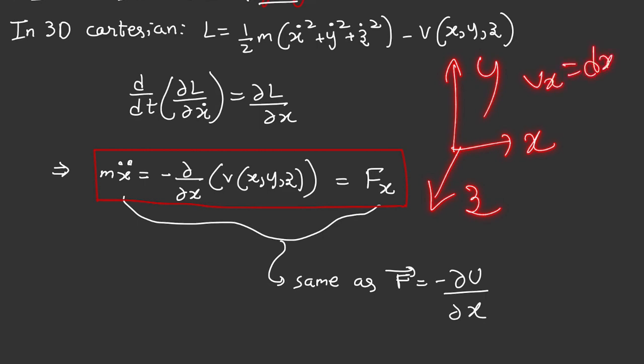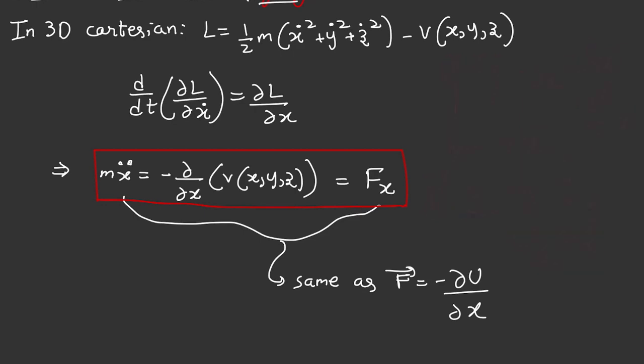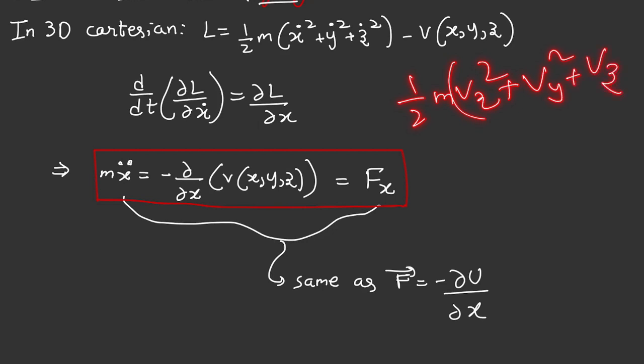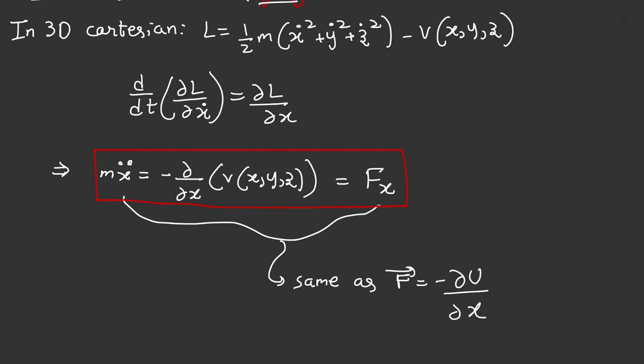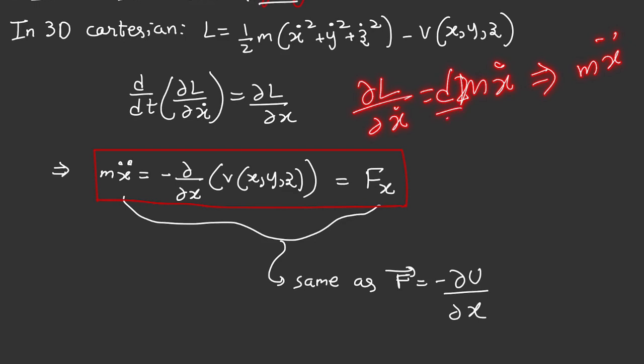The velocity in x direction would just be dx by dt, nothing but x dot. Velocity in y direction would be just y dot, and velocity in z direction would be just z dot. The kinetic energy would be half m times vx square plus vy square plus vz square, given here. Say the potential energy of the system is defined by a function V of x comma y comma z. That would give us the Lagrangian. If we differentiate this with respect to x dot, you just get m x dot. Now you differentiate this with respect to time again, you get m x double dot.